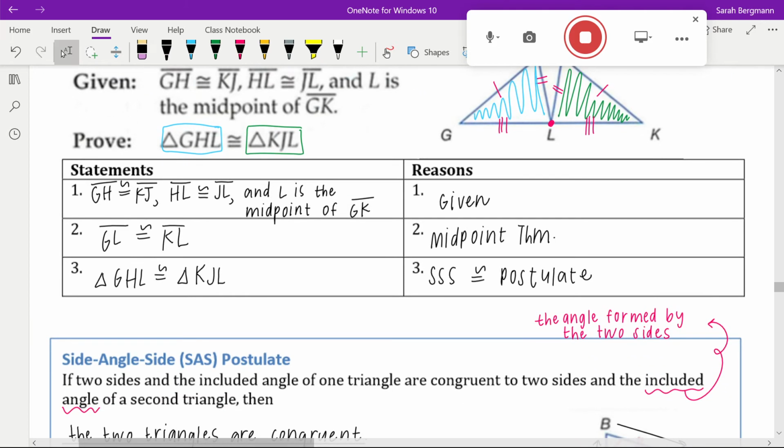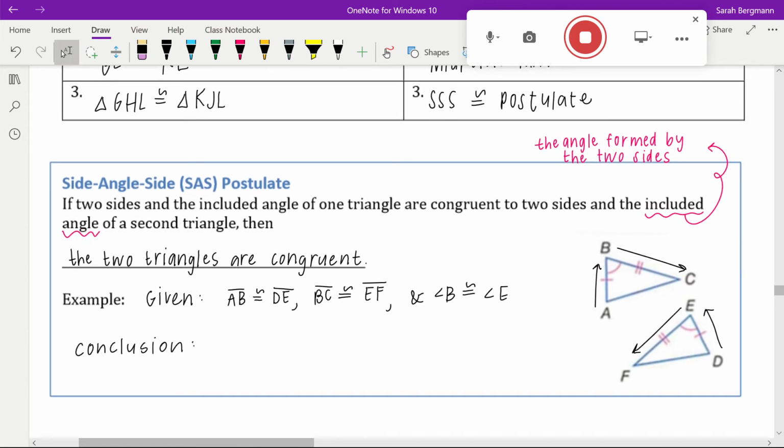Alright, next I'm going to talk about side angle side postulate. It can be abbreviated SAS. Highlight this, it's super important. It says that if two sides and the included angle of one triangle are congruent to two sides and the included angle of a second triangle, then the two triangles are congruent. Just so you know, the included angle, that basically means it's the angle formed by those two sides that we're talking about.